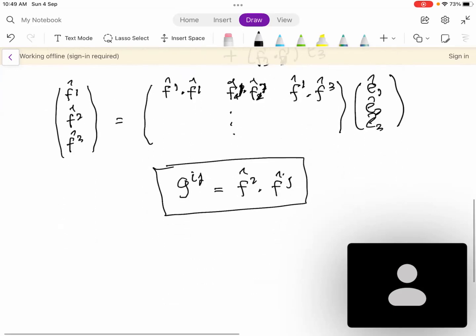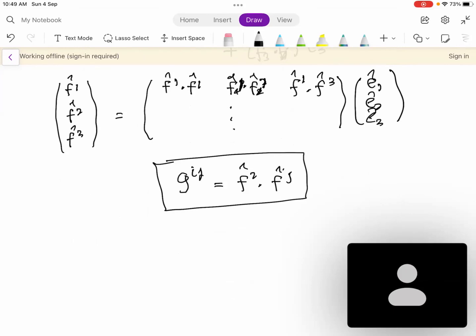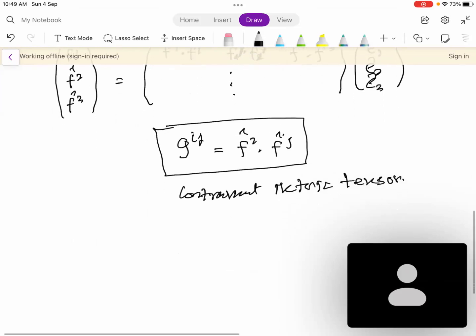Okay, so this is called a contravariant metric tensor. You can see that a contravariant basis can be converted into a covariant basis. I could have also written this Gij, the covariant metric tensor, as Ei dot Ej. This is a covariant metric tensor.